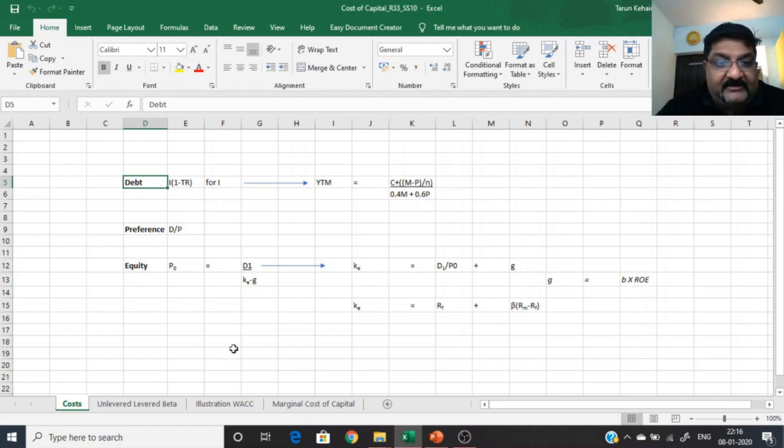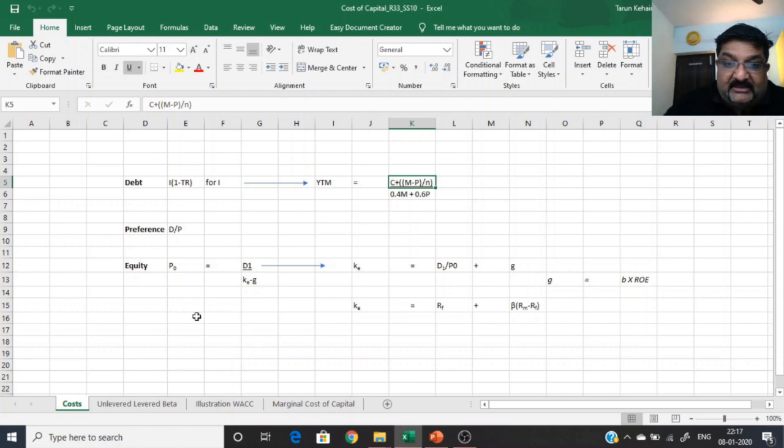Therefore, it's easy to understand that the effective cost of debt is basically interest times (1 minus tax rate). The question is, which value should you take as interest? We should definitely take YTM, or yield to maturity, and the fastest way to compute yield is by this formula. Yield is basically (C plus (M minus P) by N) divided by (0.4 M plus 0.6 P).